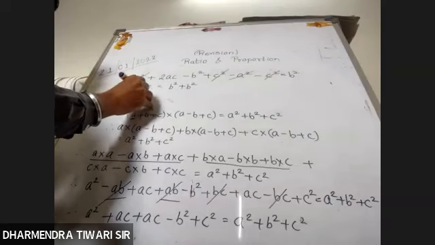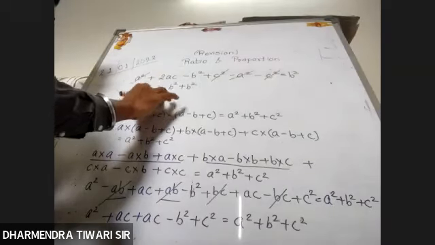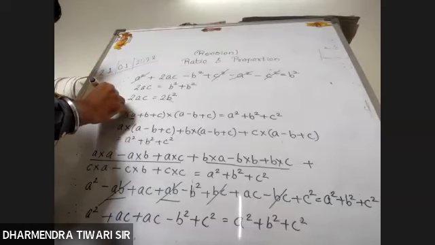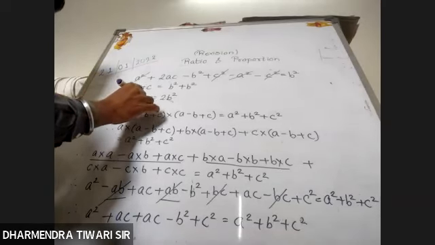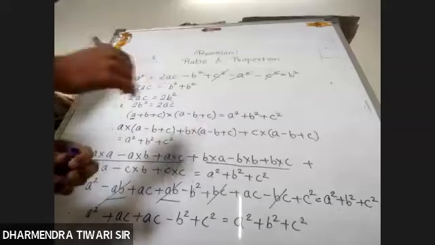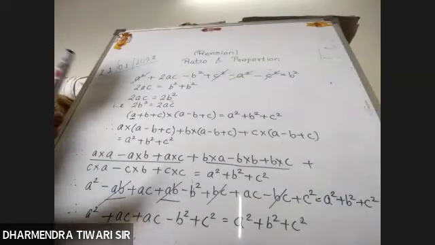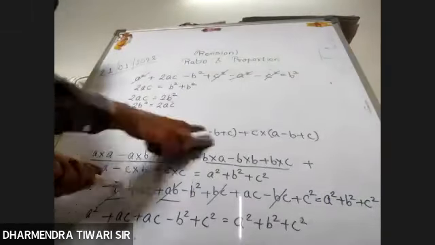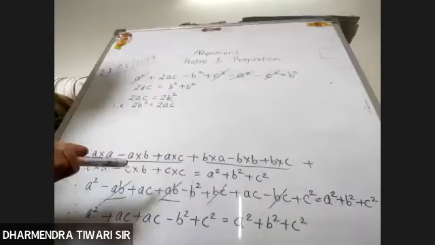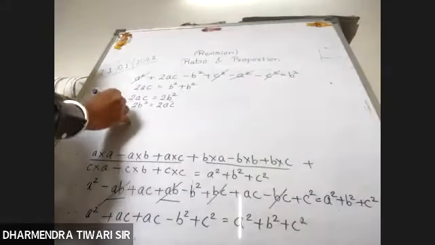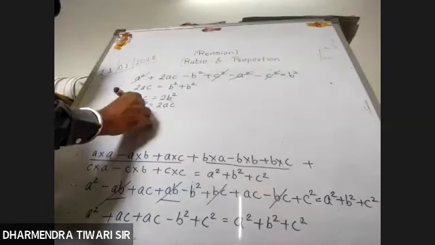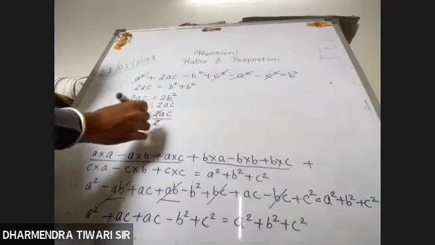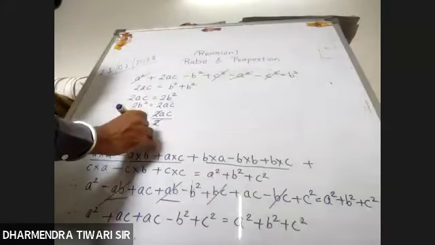Therefore, 2AC is equal to 2B square. That is, 2B square is equal to 2AC. What we need to do now? Dividing by 2 on both sides. You can just take 2 to that side and cancel them. Whatever step you feel is better for you, you can do that. 2AC upon 2, so 2 will get cancelled. Therefore, B square equal to AC.